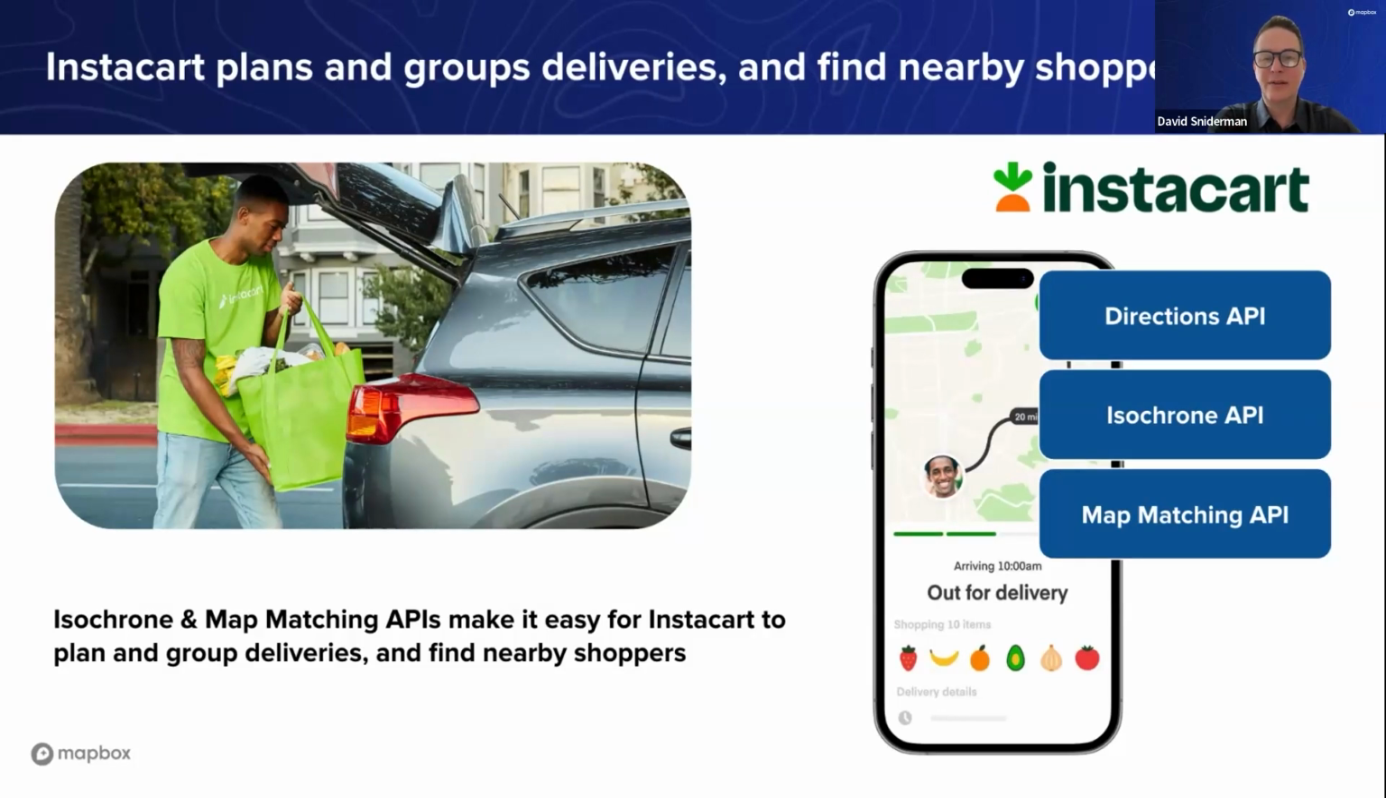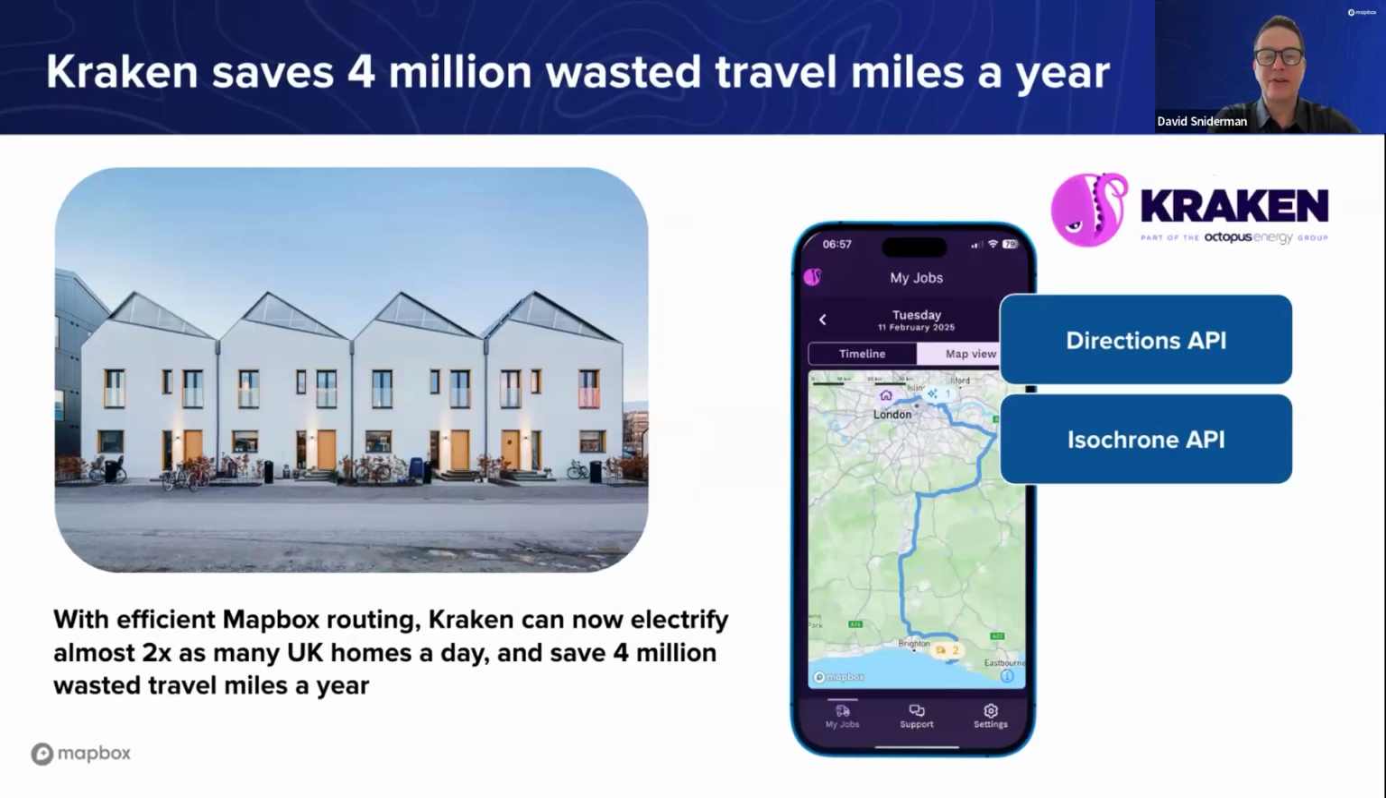And let's go to the next one. I think there's one more, and then I mentioned Kraken earlier in the segment here. So what they're doing is they're electrifying homes in the UK, and they're installing smart meters, which takes several hours. I suppose they were able to do three a day with their crew before they used Mapbox. And when they started using Mapbox for the directions and isochrones, they found that they were able to schedule their crews much more efficiently. So the same number of people out in the field can now do almost twice as many homes a day. And they're saving 4 million wasted travel miles a year, which is really incredible.